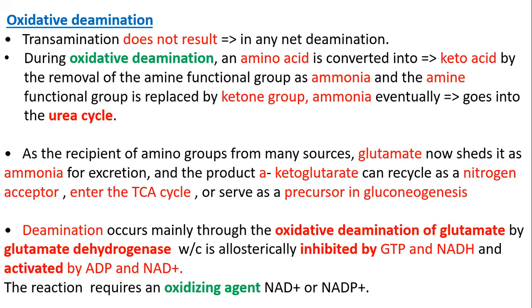As the recipient of amino groups from many sources, glutamate now sheds it as ammonia for excretion, and the product alpha ketoglutarate can recycle as a nitrogen acceptor, enter the tricarboxylic acid cycle, or serve as a precursor in gluconeogenesis. Deamination occurs mainly through the oxidative deamination of glutamate by glutamate dehydrogenase, which is allosterically inhibited by GTP and NADH and activated by ADP and NAD+. The reaction requires an oxidizing agent like NAD+ or NADP+.